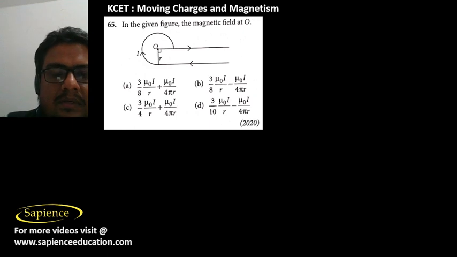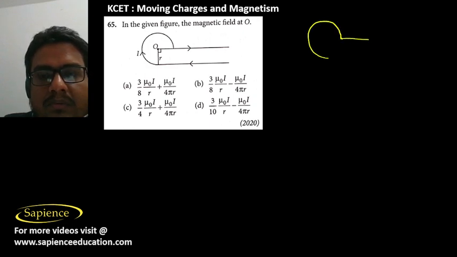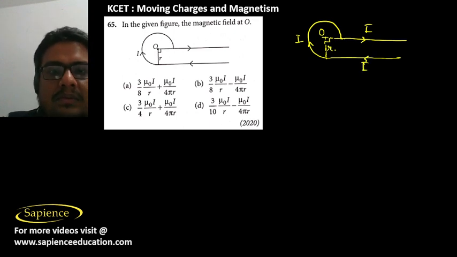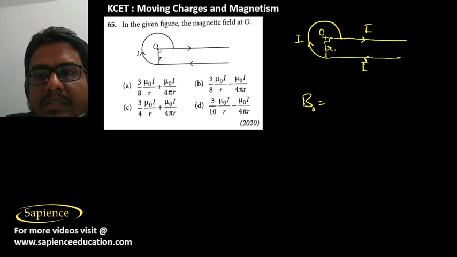In question number 65 it is asked: in the given figure, what is the magnetic field at the point O? Current I is flowing. This is the center O, and this is radius r. Then what is the magnetic field at the point O due to this semi-infinite wire?